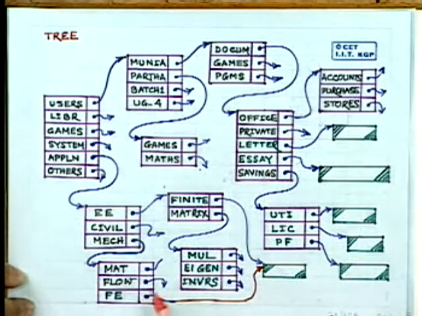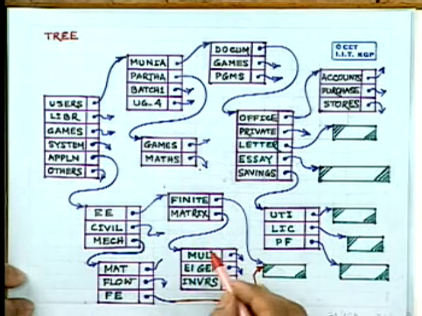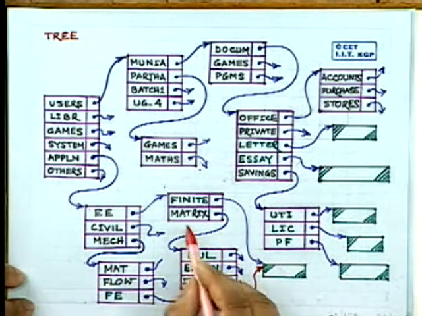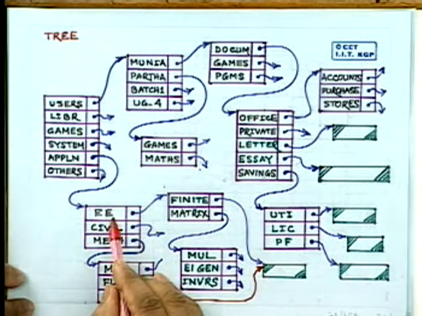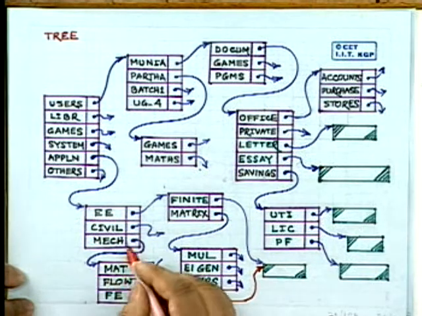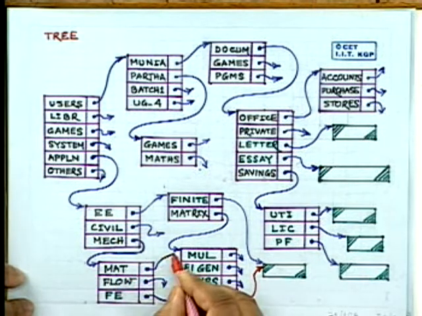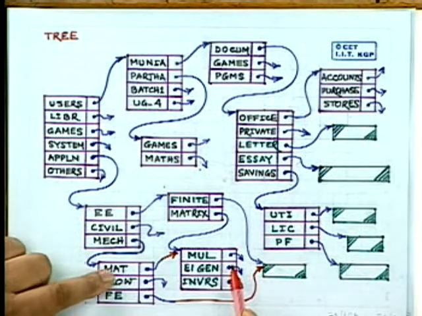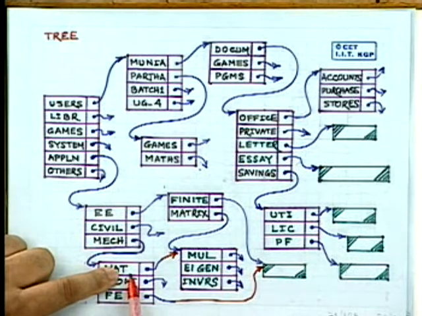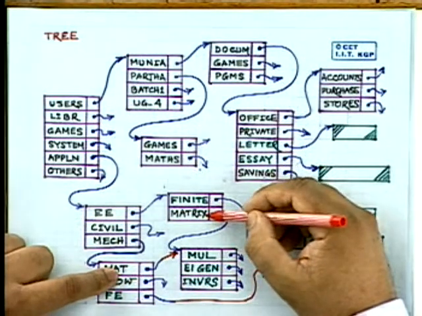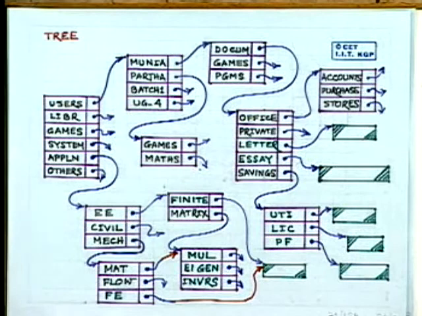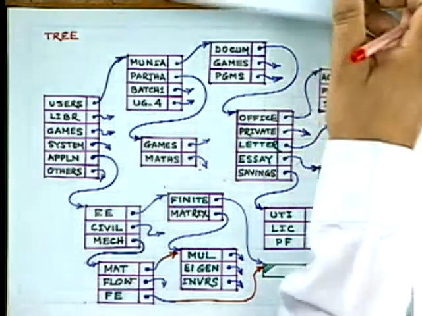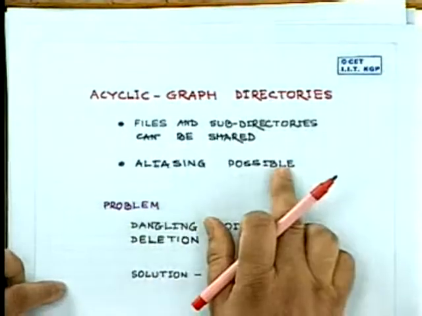Similarly, for example, this particular subdirectory, which is a matrix under electrical engineering, can be shared by mechanical engineering by creating a link, say mat, into this subdirectory. Then everything that is available here is available as mat here, and a matrix from here, right? That is what we call sharing subdirectories, and aliasing.